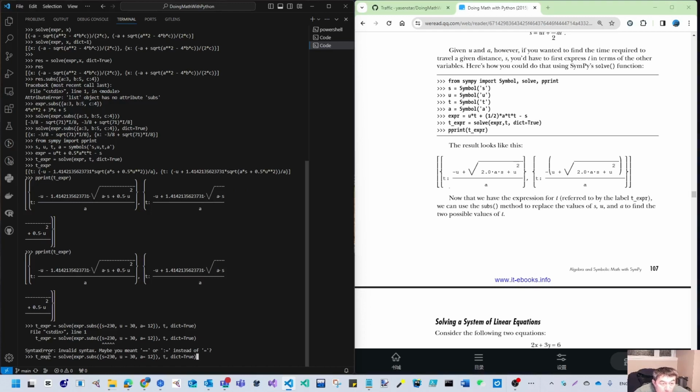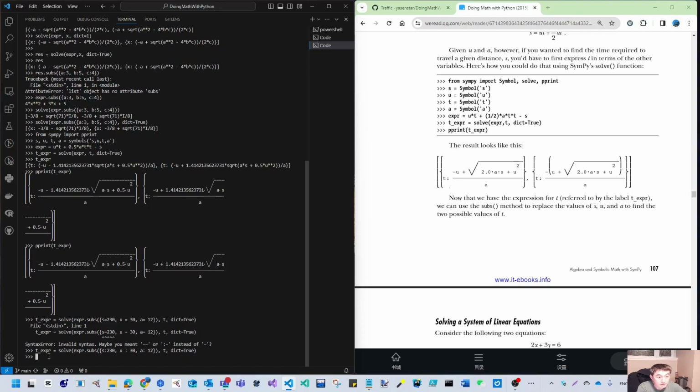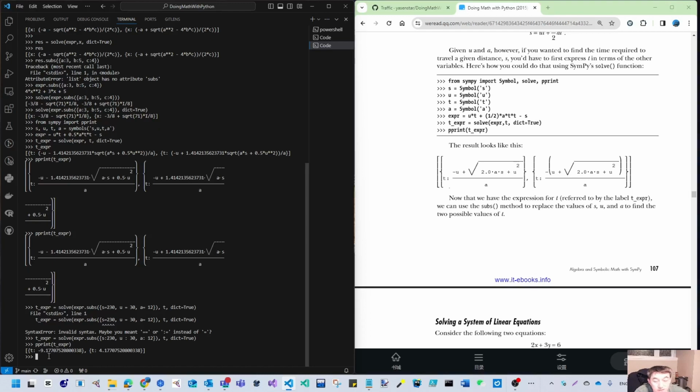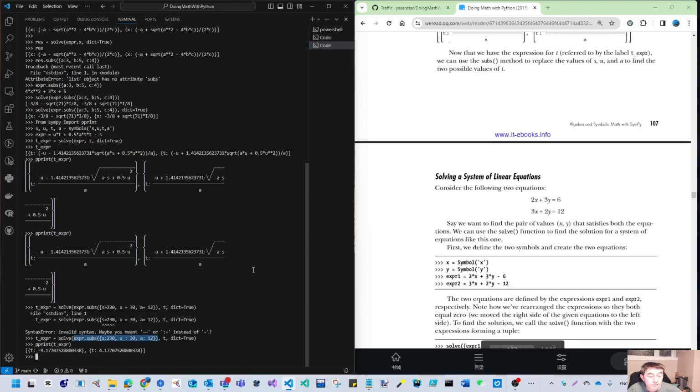Oh, it should be the dictionary. Sorry, it should be the comma, not assignment. Okay, now let's print t expr. So now we have this final result with the number. So in this way, whenever you have an expression, you can use a dictionary to set the values of the variables inside through this subs method. Then you can calculate those results.